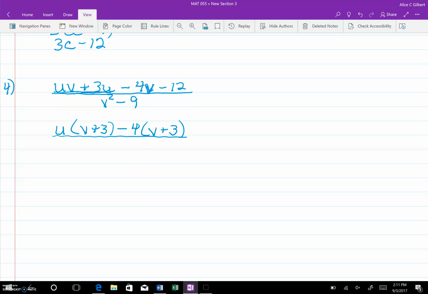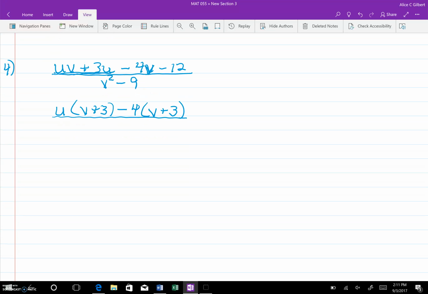That's just step number 1 in the numerator. Now I'm going to do step number 1 in the denominator. Well, let me look at it. Rule number 1, any greatest common factors? Nope. Rule number 2, special factoring form. Well, it is a binomial, so maybe it's a difference of squares. And my negative sign also makes it seem like it might be a difference of squares. So can I get an even square root of v squared? Yes, v. And can I get an even square root of 9? Yep, 3. So it is a difference of squares. So v plus 3, v minus 3.